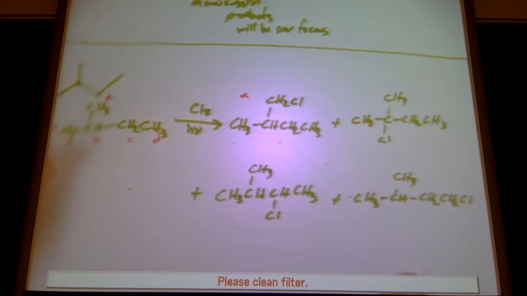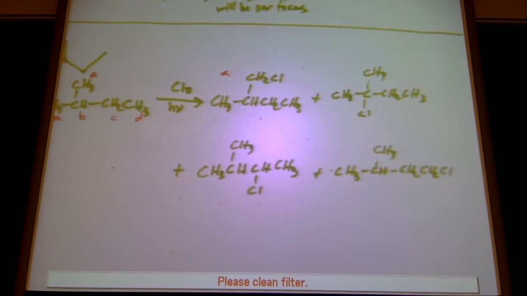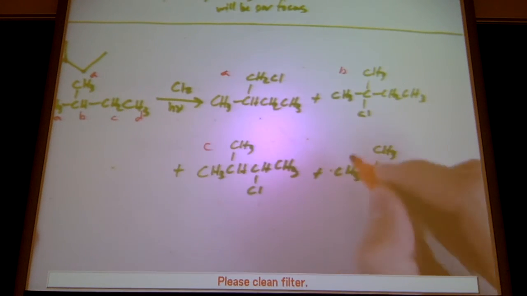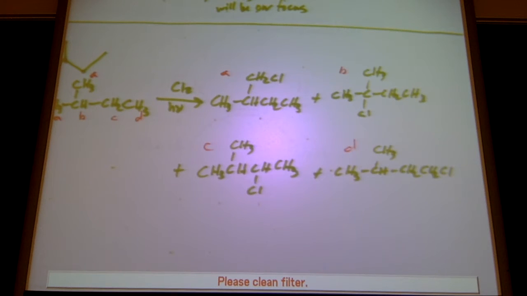That would be D. Four different products there. Due to the relative stability of the reaction intermediate, so going back to the mechanism, the reaction intermediate is an alkyl radical. So the more substituted the radical, the more stable it's going to be, so more likely to form. And so you can actually predict what's going to be your major product.